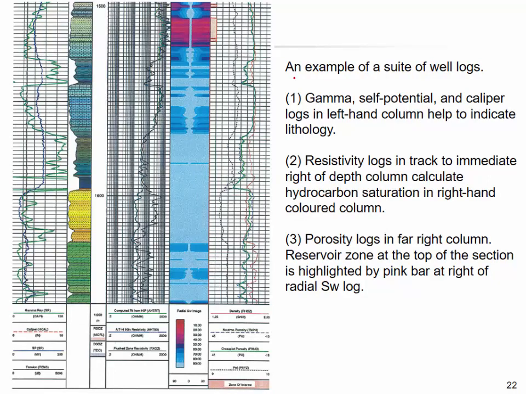Okay. We can skip this one. It's an example of the well log. You have a gamma ray and self-potential SP, and the caliper, and the resistivity log, and the porosity log, from left to right. So here is the porosity log, and the resistivity log, and the SP and the gamma ray log.